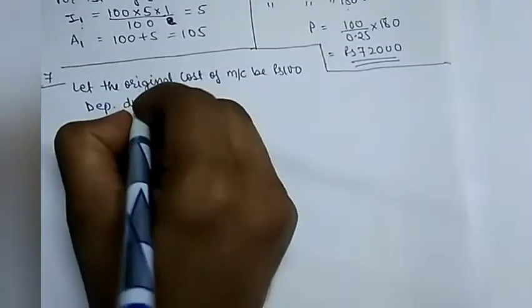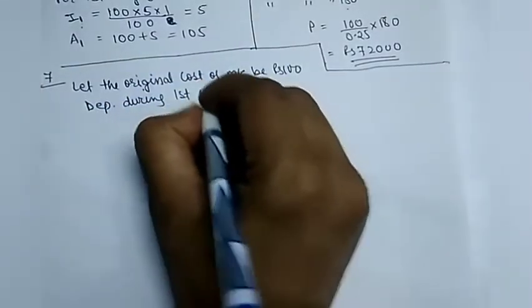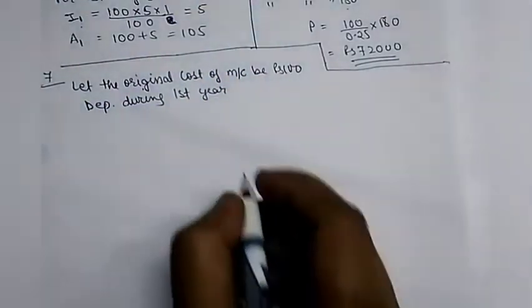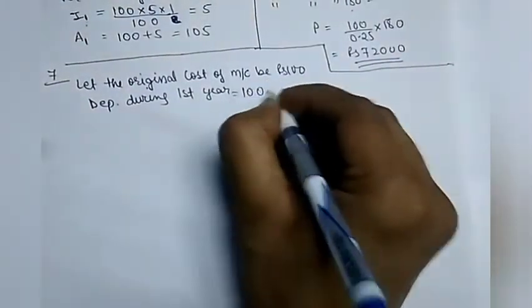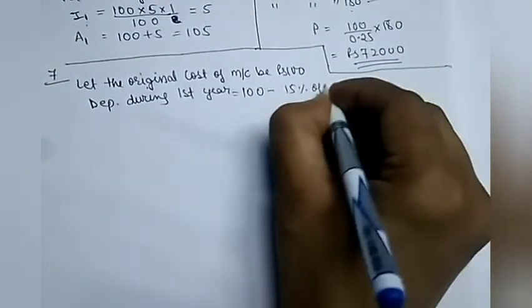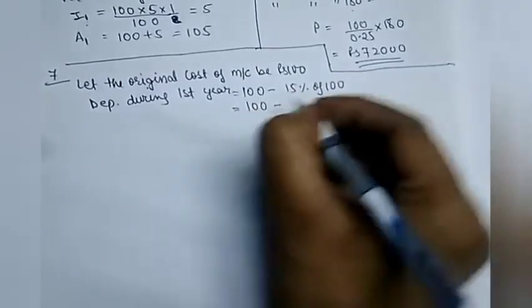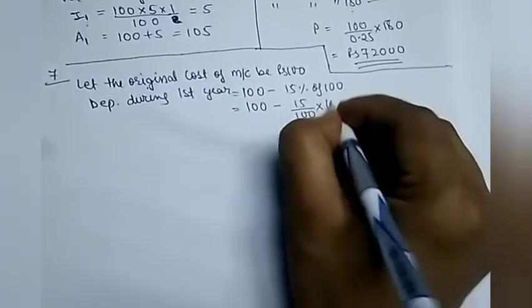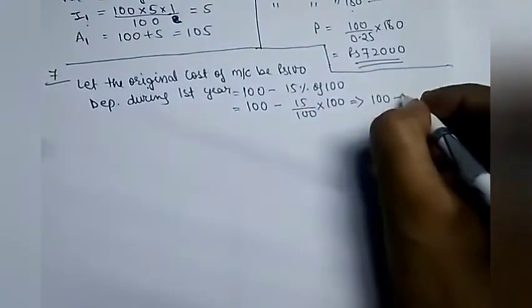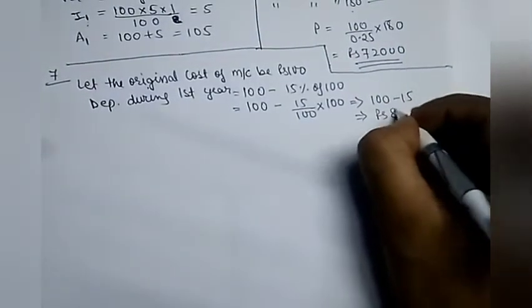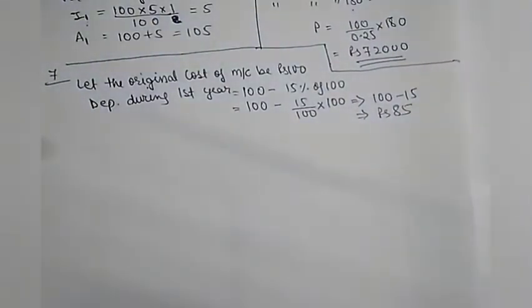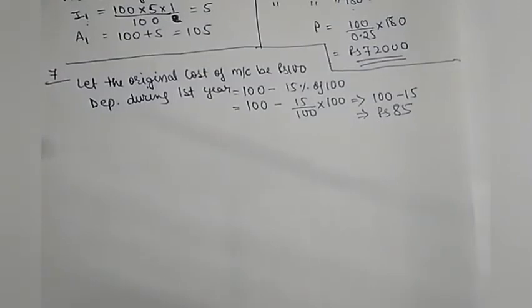How much? In the question it is given as 15%. Okay, so depreciation means 100 minus 15% of 100, that is equal to 100 minus 15 by 100 into 100, that is equal to 100 minus 15, that is rupees 85. So 85 rupees is the value after depreciation in the first year.